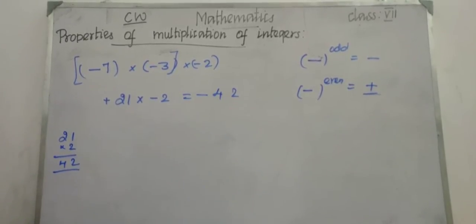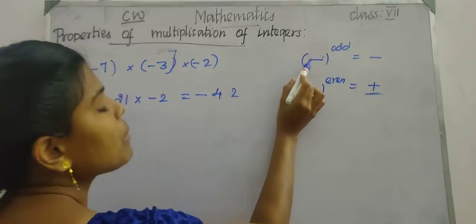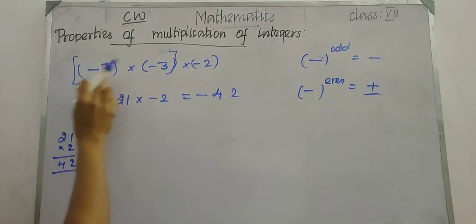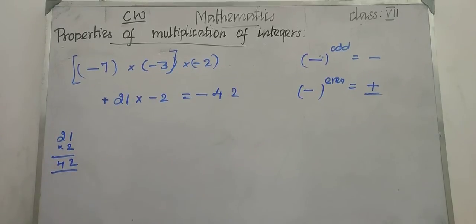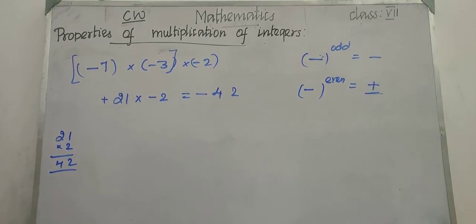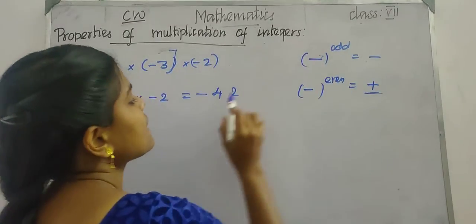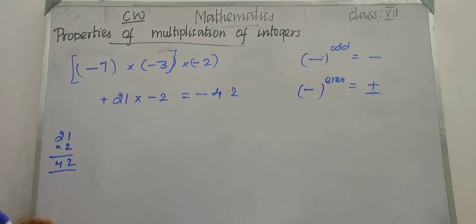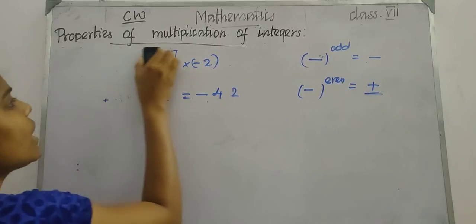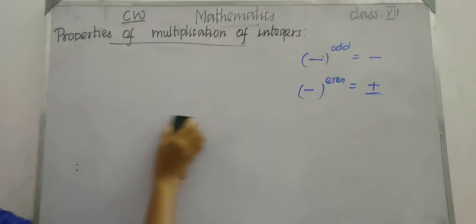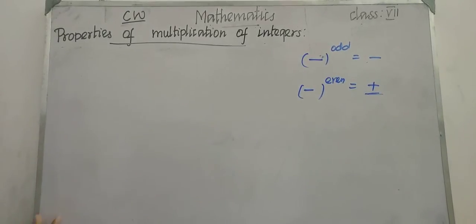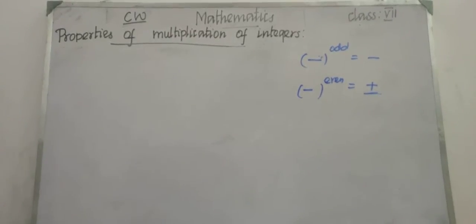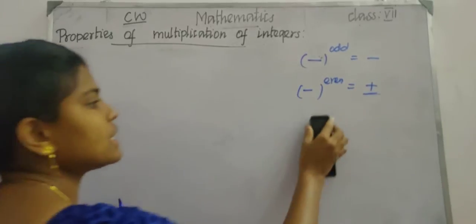Okay children, we know if you are multiplying minus for an odd number of times, 3 is an odd number, right? We are having 3 negative integers. So 3 is an odd number, so we got the answer as a negative integer. Can you all understand? So if you are multiplying minus for an odd number of times, you will get the negative integer, or if you are multiplying minus for an even number of times, you will get the positive integer. Okay children, is it clear?